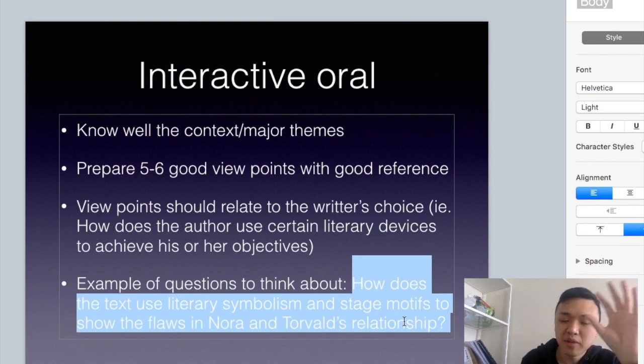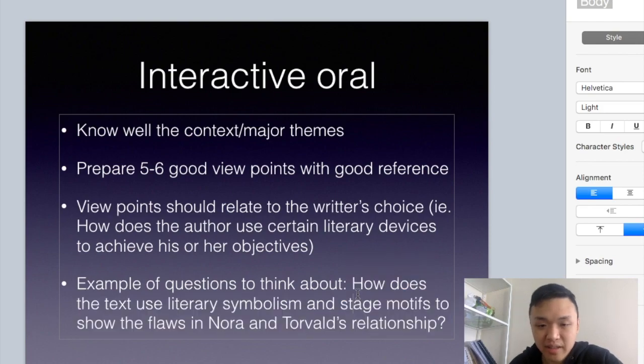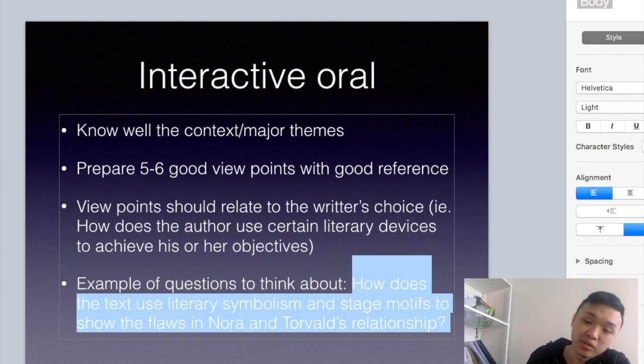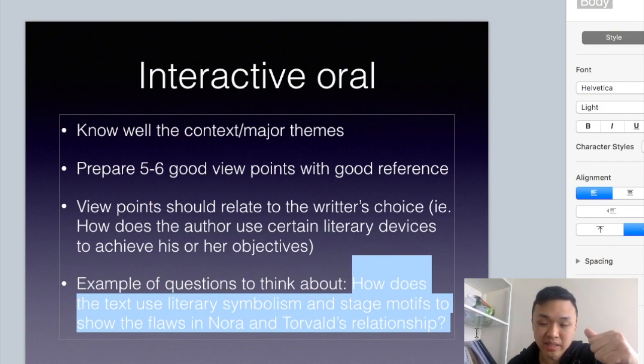So have 5 to 6 good arguments before you go into the interactive oral. What do I mean by an argument? Just like an answer to a question like this, like what I highlighted here. For example, an argument about how symbolism is used in a certain relationship, or how symbolism is used to enhance a certain theme in the book. So have 5 to 6 really good arguments, so you can sound really smart in the discussion, right? You need to make sure you participate. That's why you need to know the themes, and you need to have good arguments in the discussion. You need to sound like you understand the book. Okay, you need to impress your teacher.